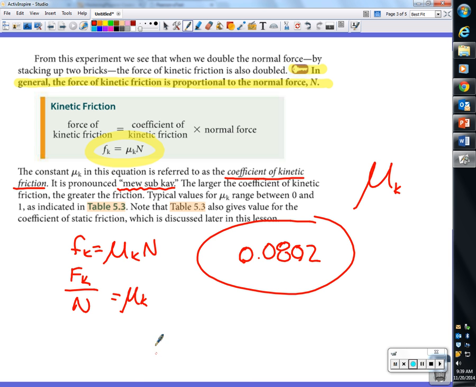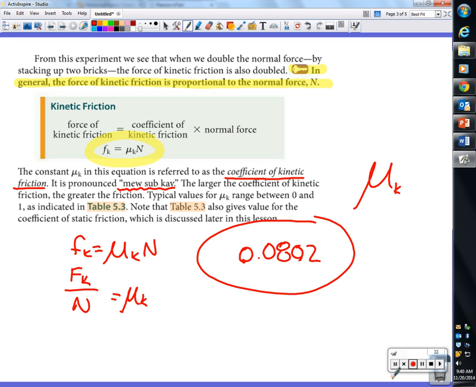In order to get the coefficient of friction, you had to divide the frictional force by the normal force. Unit on frictional force: newton. Unit on normal force: newton. If you have newtons over newtons, what happens? Well, they cancel each other, meaning that the coefficient of friction is a unitless quantity.